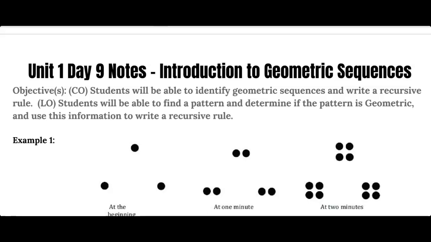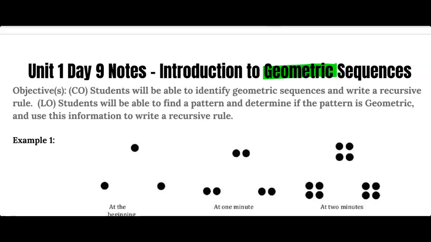Guys, and welcome back. So in this video, we are going to learn about a new type of sequence. So the last couple of weeks, we've been really looking at arithmetic sequences. And this week, we're going to start looking at geometric sequences and looking at how they're different. And we'll do a lot of the same things we've been doing in the last few weeks with arithmetic, but now we're going to do them with geometric and do a little bit of comparison.